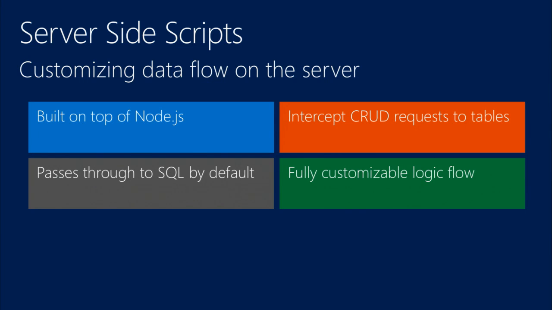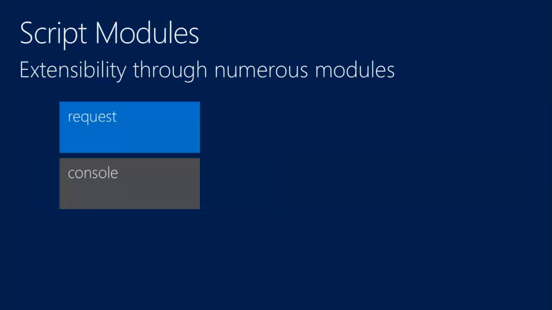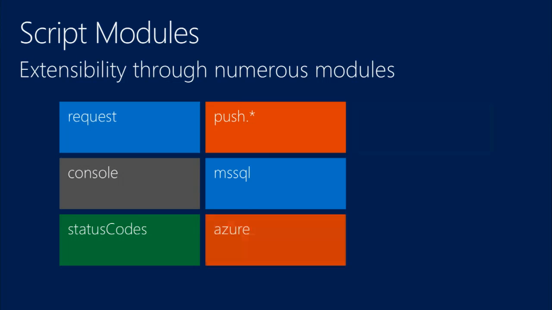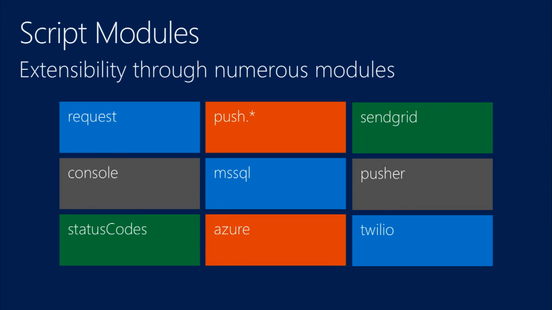And in addition to just normal JavaScript type stuff, there are a ton of different modules we can use to do different things inside those scripts. You can do stuff like make web requests using the request module, send emails with SendGrid, execute custom SQL statements with MS SQL. You can use Pusher to do WebSocket style communication to your website. So we've got push.star for push notifications to mobile apps. But if you want to do something similar with your websites, you can use Pusher to do that.